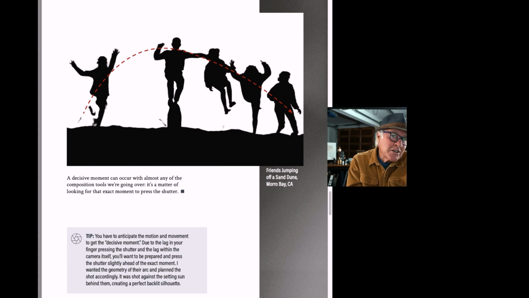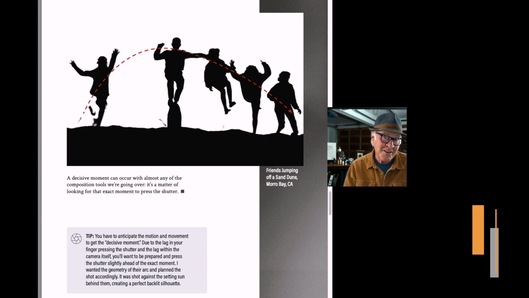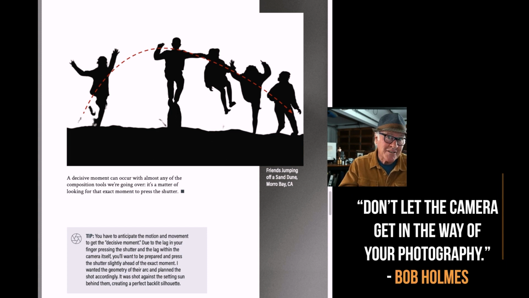This is another reason I don't want you fumbling with gear. I don't want you changing gear all the time, because every time you change cameras or lenses, and this certainly applies to software, you've got a whole new learning curve. And that learning curve can get in the way of your photography. Don't let it do that. Our good friend Bob Holmes says, don't let your camera get in the way of your photography. Very wise lesson. Okay.